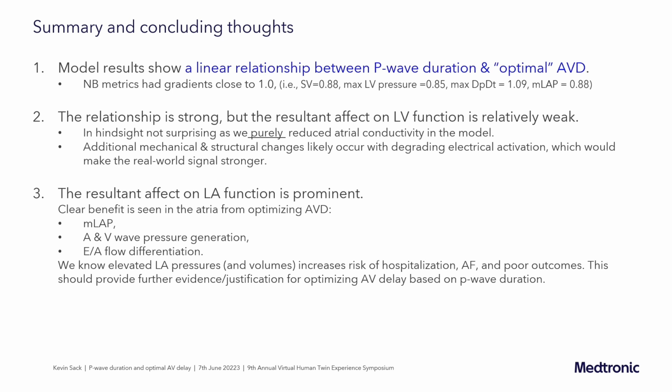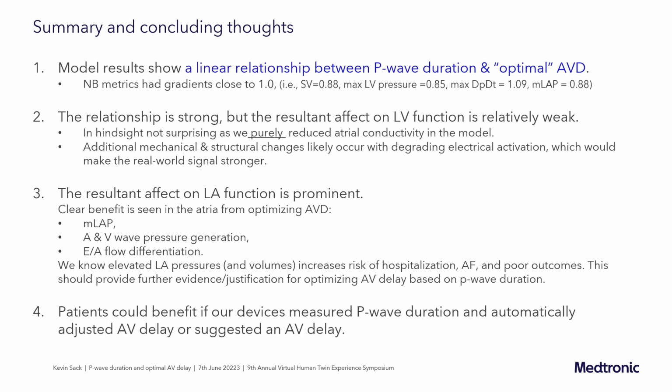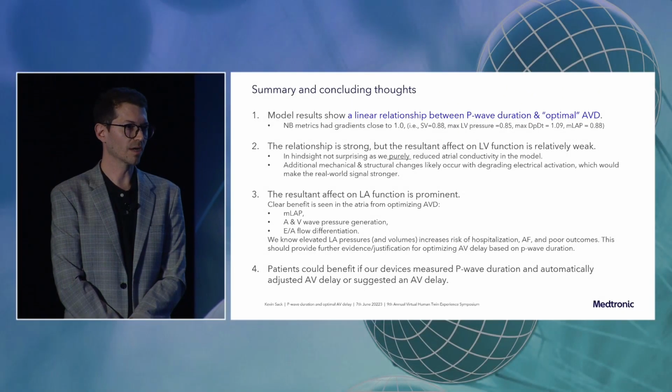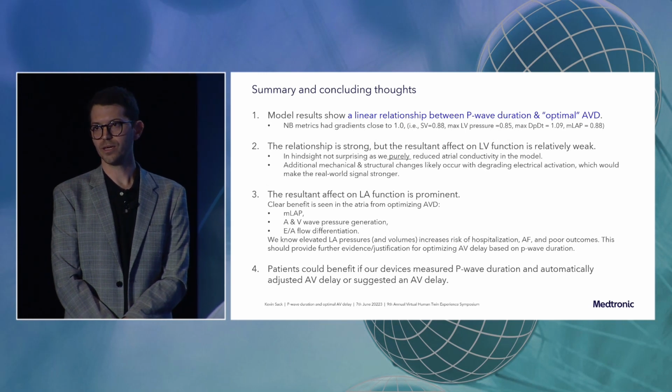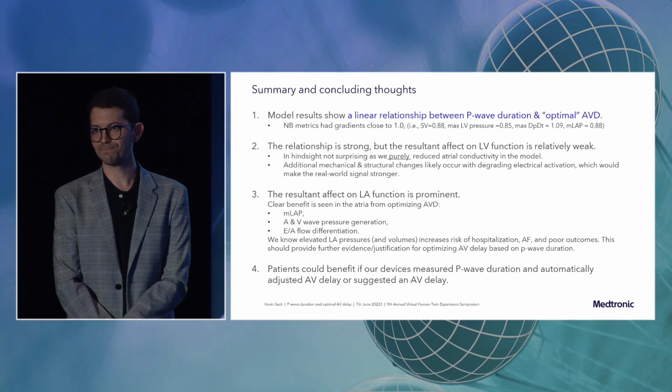And we saw that with mean left atrial pressure, with the E and A flow ratios, and the AV pressure waveform generations. So finally, we came to the conclusion that this is a worthwhile thing to consider for pacemakers and algorithmic developments. I'm out of time, but I think it's something we can always do, right? We can always improve our algorithms and our devices, and modeling is a wonderful tool to help us find the signal in the noise.